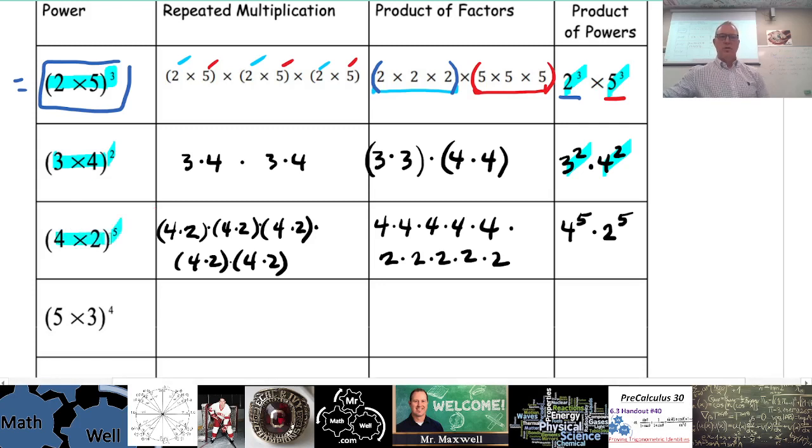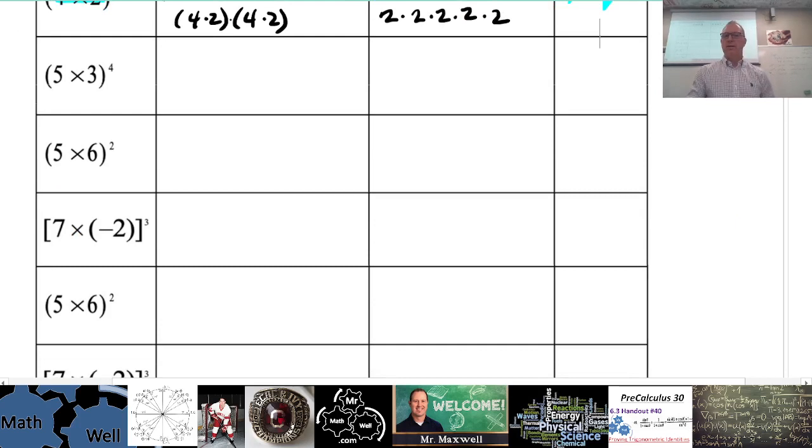So 4 times 2 to the power of 5 is the same as 4 to the 5 times 2 to the 5. Are we recognizing a pattern here so far? Okay, let's do one more with a negative exponent, because those are always tricky, right?